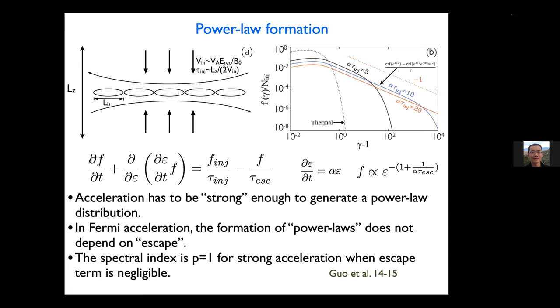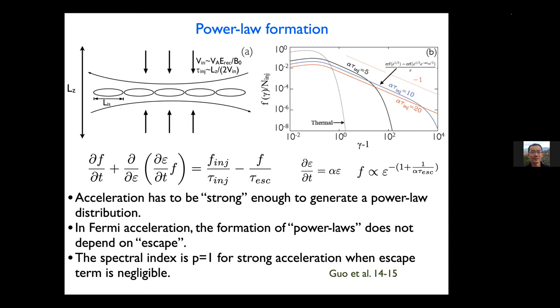Even from Fermi's original paper, you can get a power law distribution that depends on the acceleration and escape terms. We solved this equation analytically, and we find several conclusions. One is that as long as the acceleration is strong enough, you can get a power law distribution. It does not matter if you have this escape term or not. The escape term does not determine whether you have a power law distribution. On the upper right, it shows a few different solutions. As long as alpha, the acceleration, times tau, the duration of the acceleration and injection, is large enough, you always generate a power law distribution.